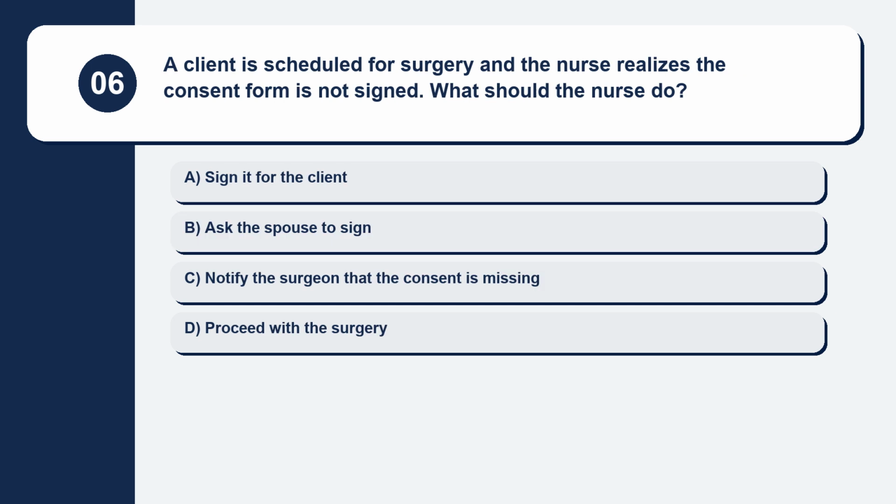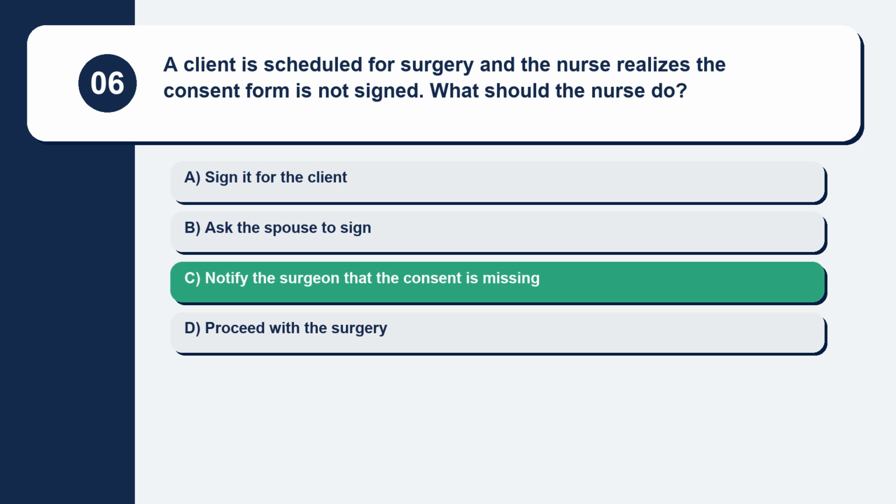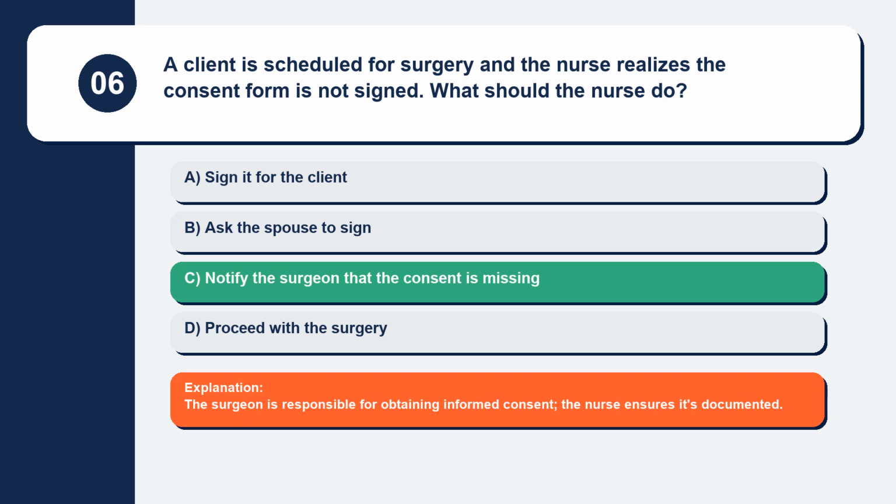Question 6. A client is scheduled for surgery and the nurse realizes the consent form is not signed. What should the nurse do? Sign it for the client. Ask the spouse to sign. Notify the surgeon that the consent is missing. Proceed with the surgery. The surgeon is responsible for obtaining informed consent. The nurse ensures it's documented.